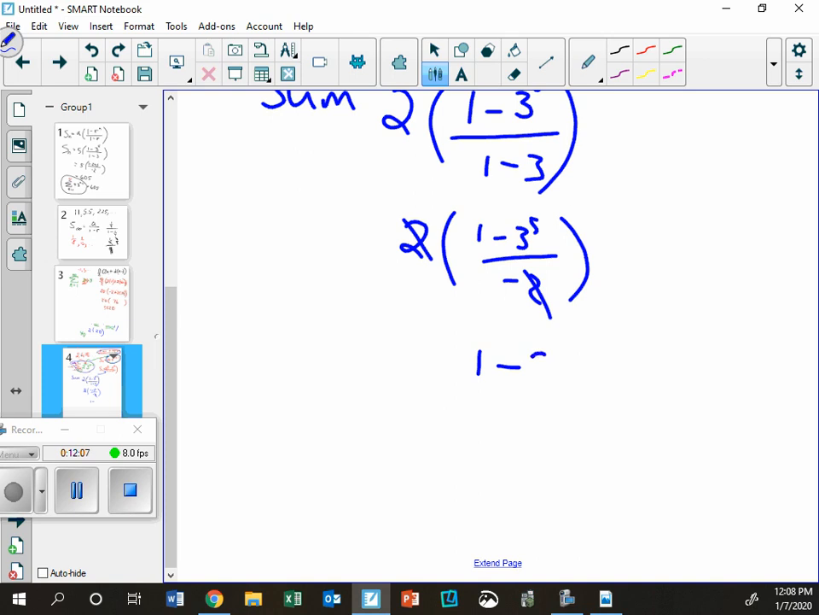240 what? All right. So then that's all over negative 1, and then I have negative 240, let me make sure I do this right, 2 all over negative 1, so it's 242. Raise your hand if you had 242.